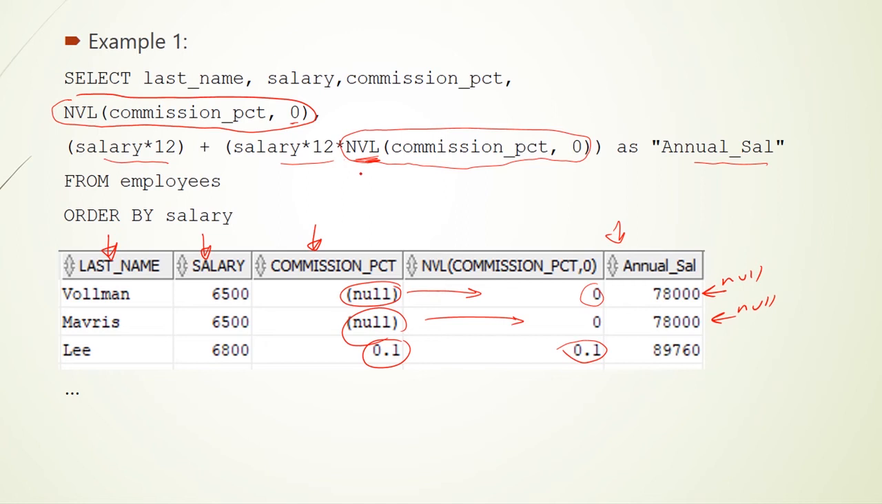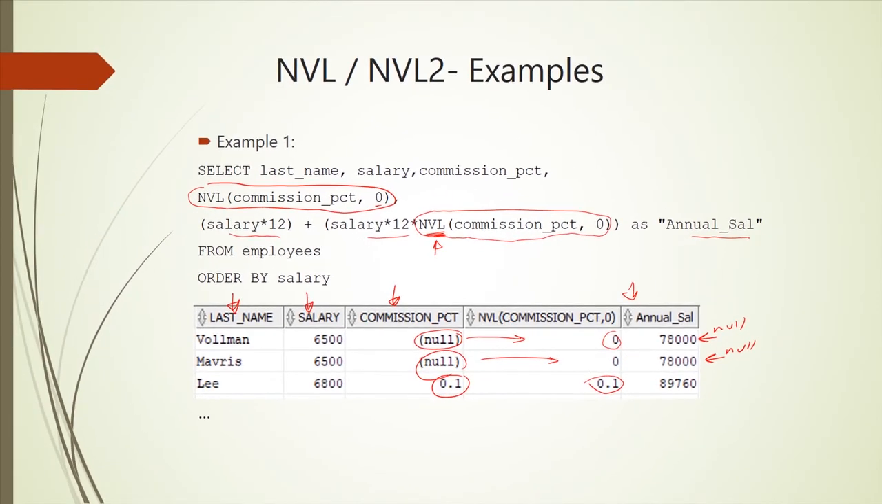So here we can use NVL to convert the null value to 0. The annual salary of the first record is salary multiplied by 12 plus 0. Same thing for the second record. In the third record, the annual salary is salary multiplied by 12 plus salary multiplied by 12 multiplied by the commission_pct, which is 0.1. So here, as we can see, we can use NVL to convert null value to 0.